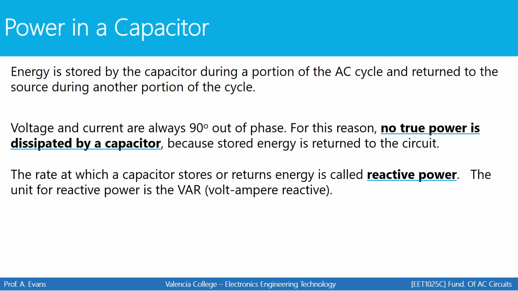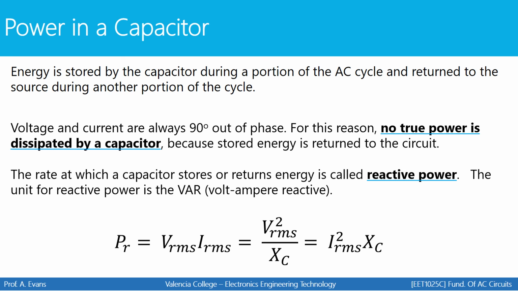The unit for reactive power is the VAR, which stands for volt ampere reactive. And with a capacitor in an AC circuit, we're going to calculate reactive power using these formulas on the screen. Your RMS voltage times your RMS current, your RMS voltage squared divided by your total capacitive reactance, or your RMS current squared multiplied by your total capacitive reactance. This is how we calculate reactive power. So this is the type of power that we study when we look at power in capacitors.